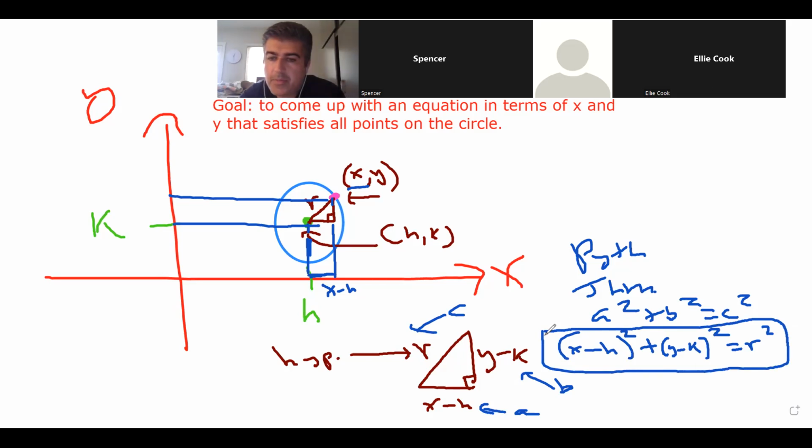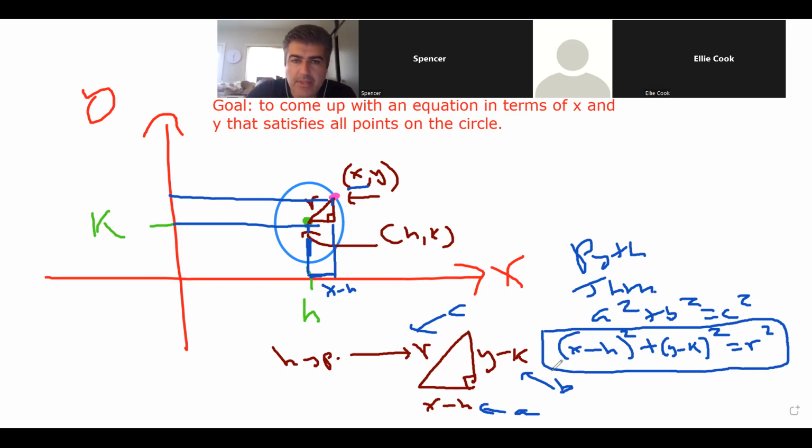So that's how you can always derive the equation. Draw a circle, call the center h, k, and any random point on the circle x, y, because you want an equation in terms of x and y to satisfy all points on the circle. And you know the radius is going to be the same, because that's the whole definition of a circle in the first place: you have a center point, it's an equal distance to any point on the circle, and that distance is the radius.